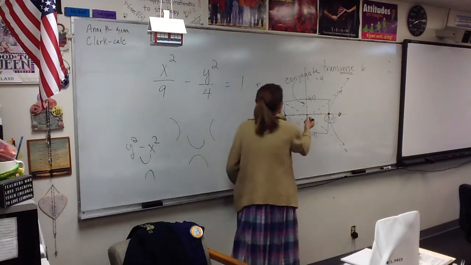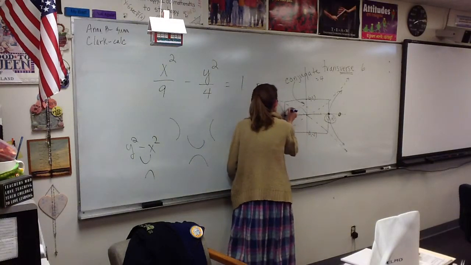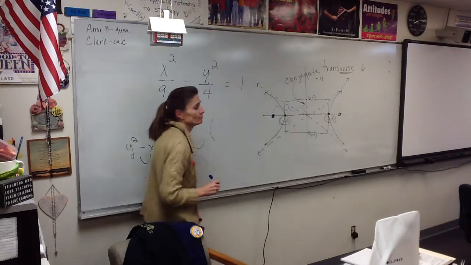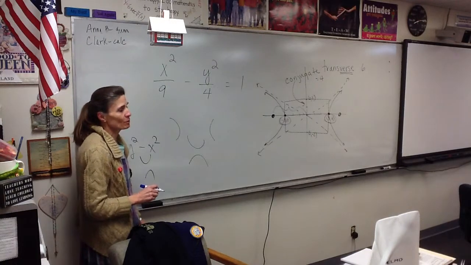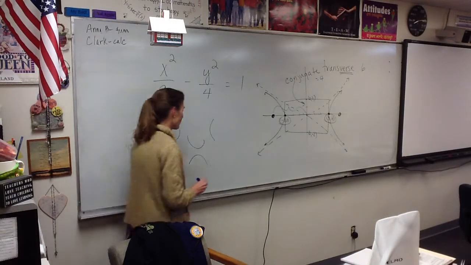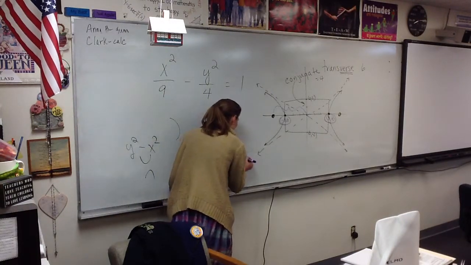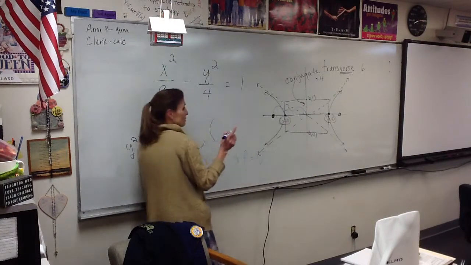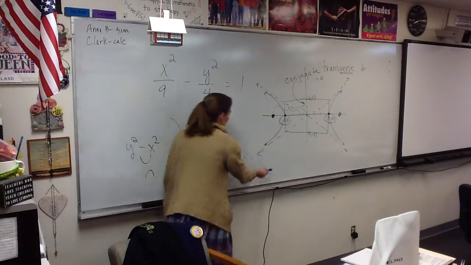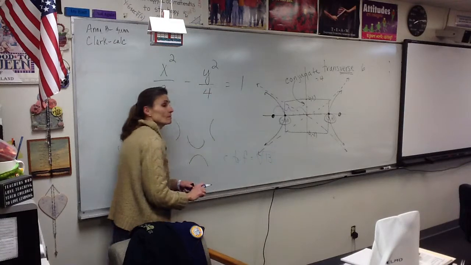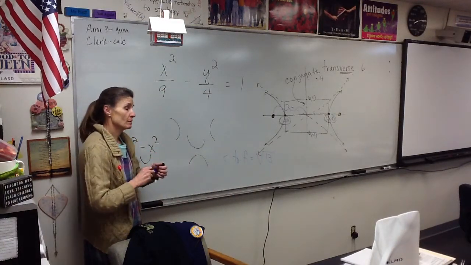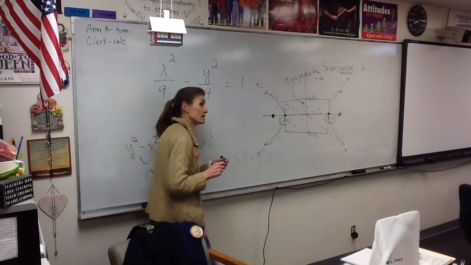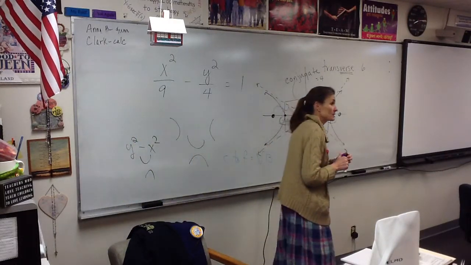The distance between the center and the focus of a hyperbola. I'll just tell you, tell me how I did it. In this problem, it's root 13. You add the denominators and take the square root. Okay, remember how you did it in an ellipse? How did you do it in an ellipse?